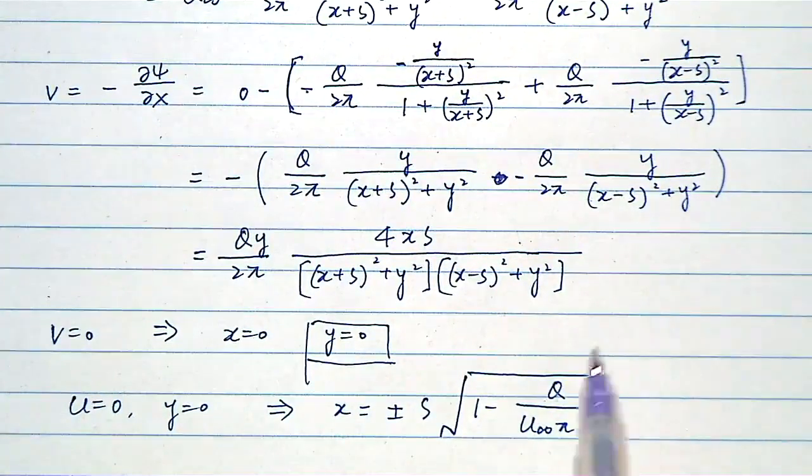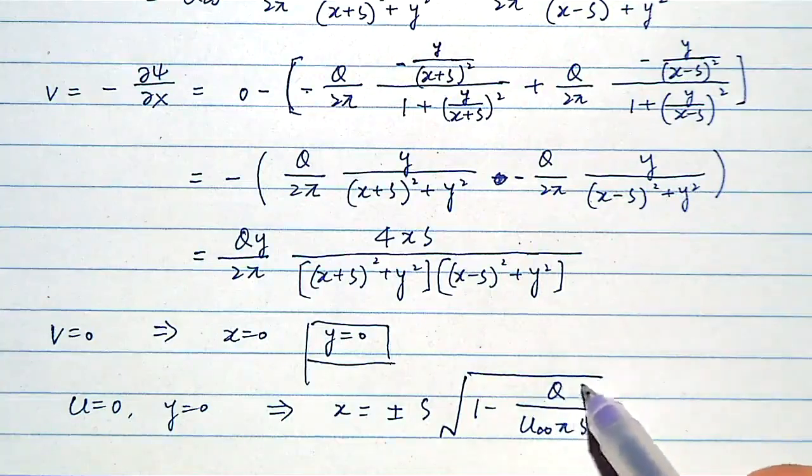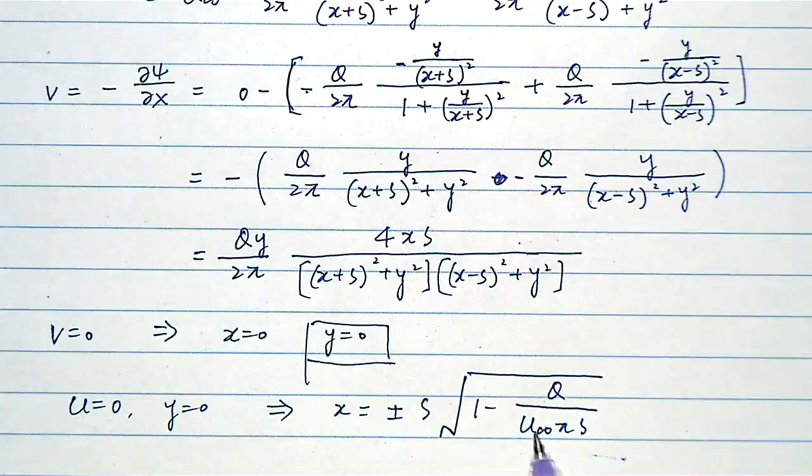which means that for this solution to be real, this parameter q upon u infinity pi s has to be smaller than 1. Otherwise, you'll get an imaginary number, and it's not going to work that way. Okay.